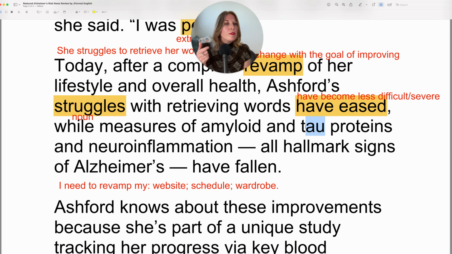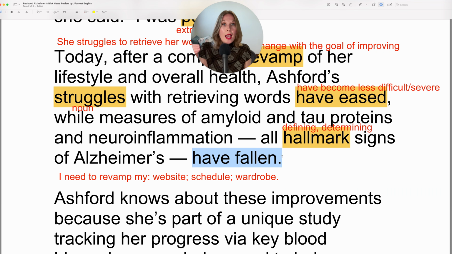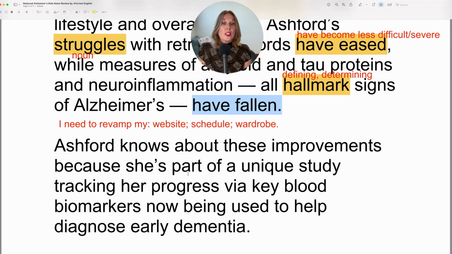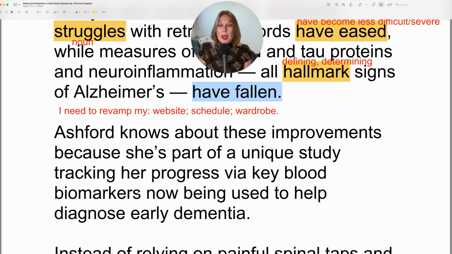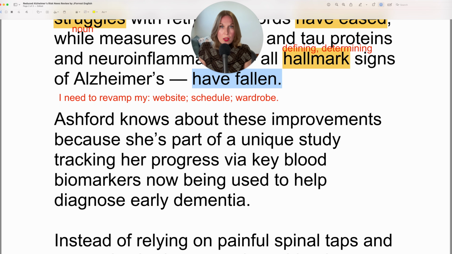So if you have these proteins in your body, then you probably have a higher risk of Alzheimer's because they're hallmark signs. So defining or determining signs. And in her case, they have fallen. So of course, there's a reduction. Ashford knows about these improvements because she's part of a unique study tracking her progress via key blood biomarkers now being used to help diagnose early dementia.